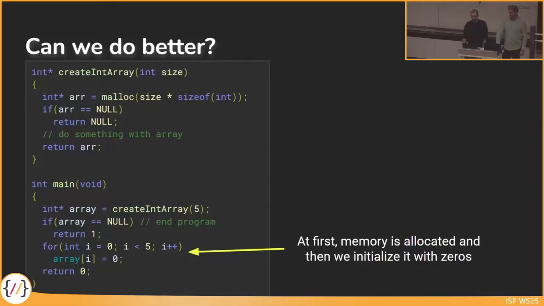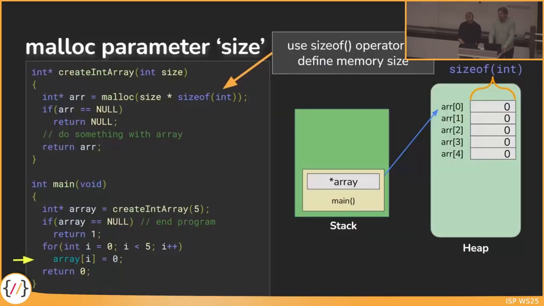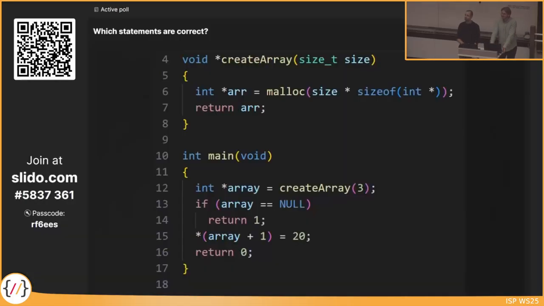Okay. In the example, yeah, there's one question. Yeah. Yeah, so this mismatch here. So we have an integer pointer and we return a void pointer. So it's also not very well made, to be honest.